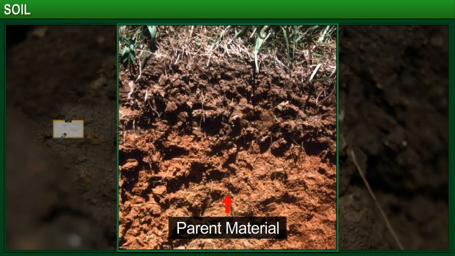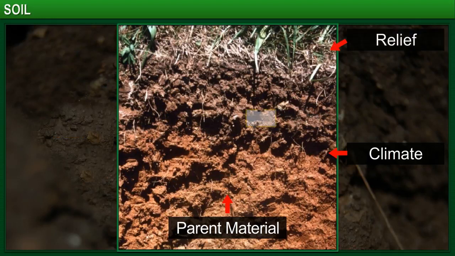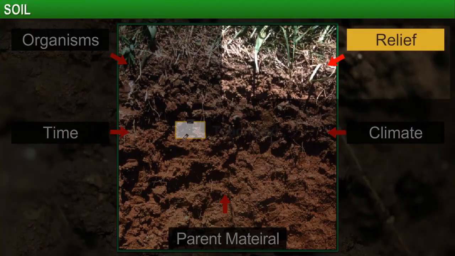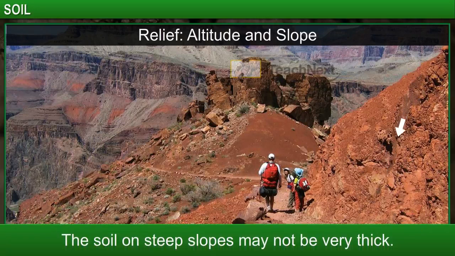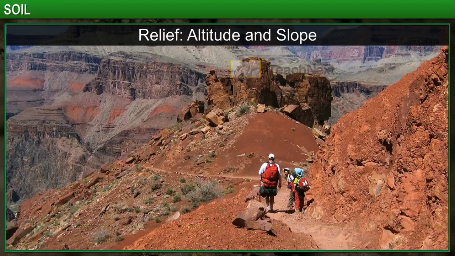Apart from parent rock and climatic conditions, the other factors that affect soil formation are relief, flora, fauna, and microorganisms, and time. Let's look at how relief or the altitude and slope of an area affect the accumulation of soil. Steep slopes are more prone to soil erosion. So, the layer of soil on them may not be very thick. Low-lying, flat areas retain the layers of sediments for longer periods and thus have a thick layer of soil.